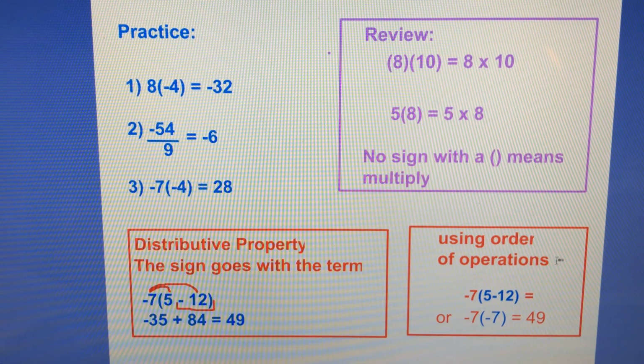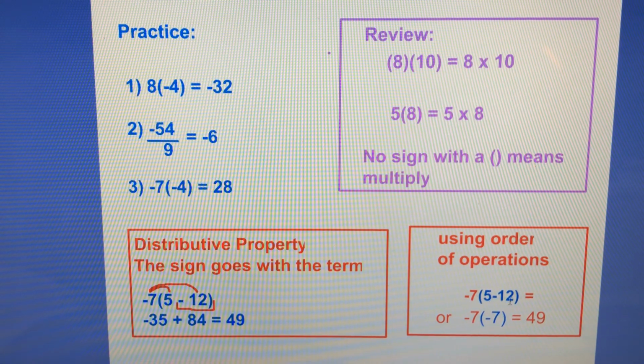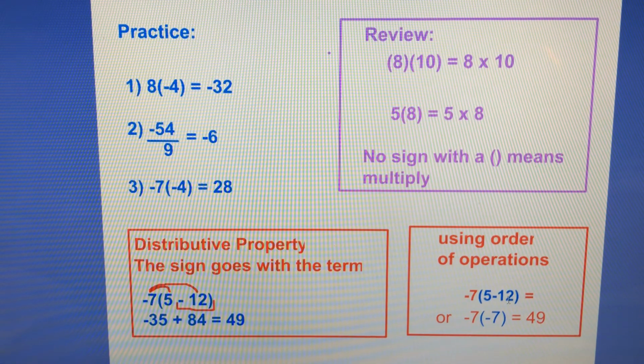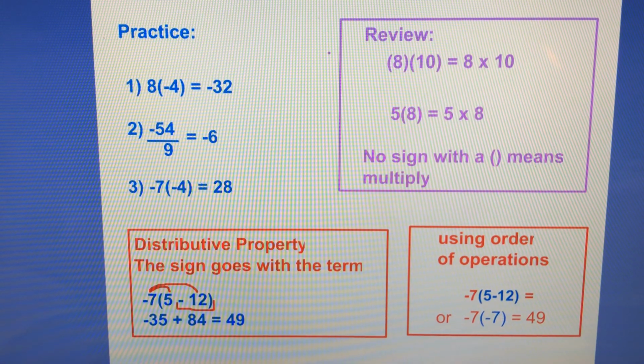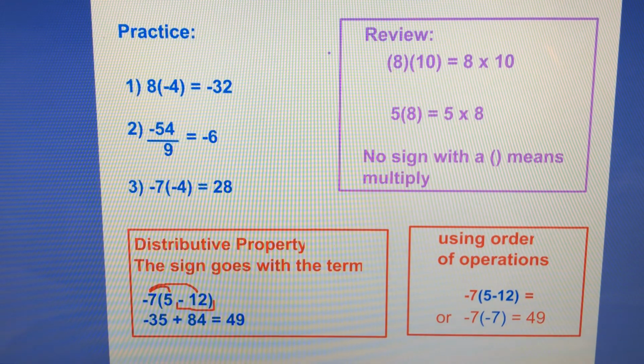Use order of operations, real important. You're not going to just multiply negative 7 times 5 and then subtract 12. You need to do what's in the parentheses first, then multiply. Remember your order of operations, whether you use Please Excuse My Dear Aunt Sally, whatever you were taught in school, please use it.